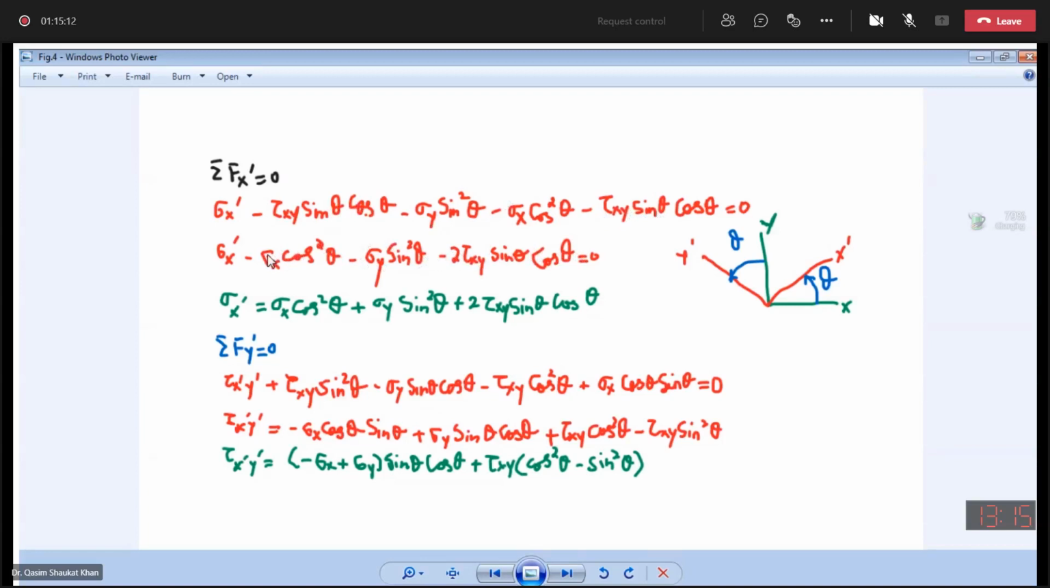Now we are going to take these coefficients to the other side of the equation. So the equation will become sigma x dash is equal to sigma x cos square theta plus sigma y sin square theta plus 2 times tau xy sin theta cos theta. Please do this, and if you find any difficulty, please let me know.